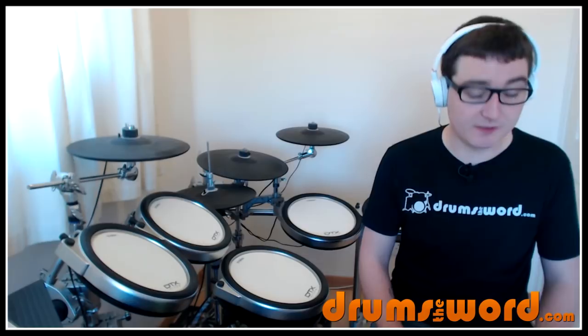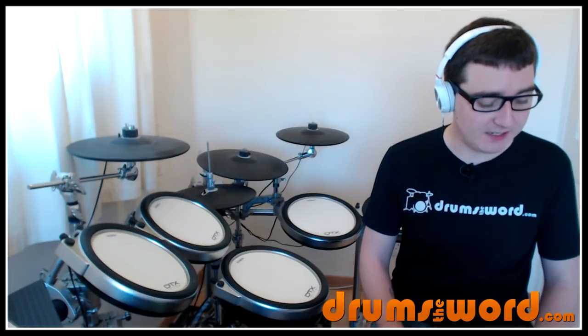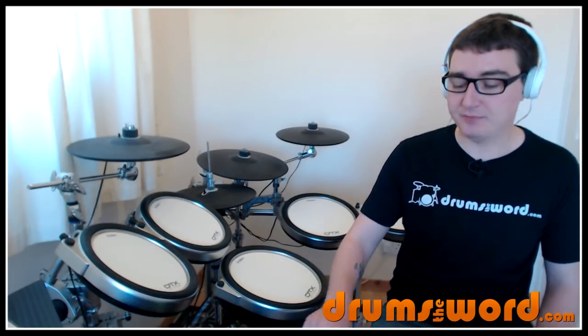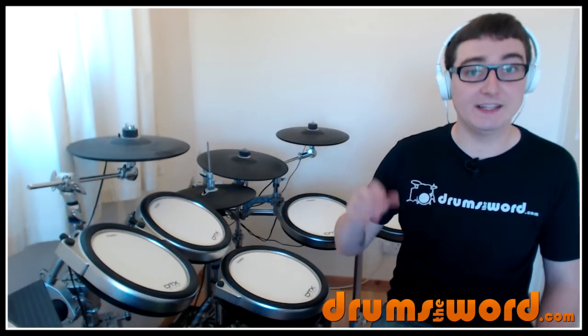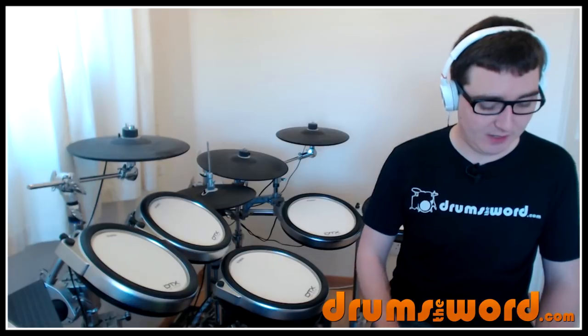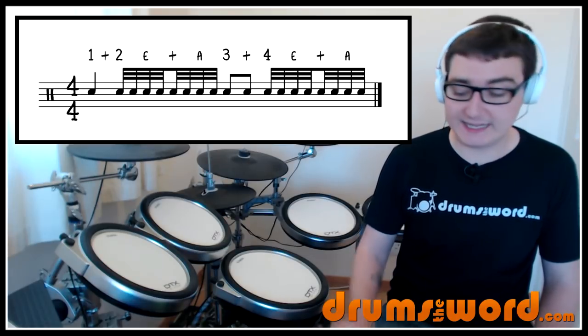Now I'm going to set the metronome to 50 beats per minute, and each click is going to represent a counted beat of the bar. So each one of those clicks is a counted beat of the bar. We're going to count 1 and 2 and. So let's now hear what this bar sounds like when played and counted out loud.